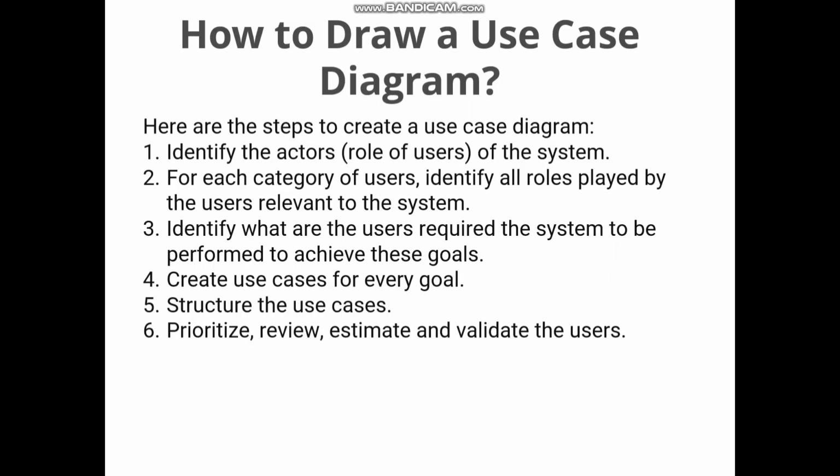Now we'll see how to draw a use case diagram. There are several steps by which we can draw a use case diagram. First is to identify the actors. It determines the external entities that interact with the system you are designing. Second is to identify use cases, meaning identify the tasks or functionality the system should perform. Third is to connect actors and use cases. Draw lines, which are defined as associations, between the actors and use cases to show their interactions.